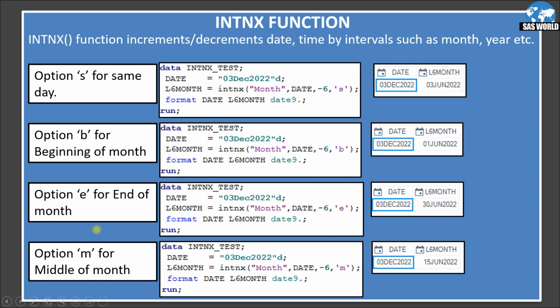Then in the last option, if we specify M means middle of the month. So here I just changed M. M means middle of the month. So it will go 6 months ago. 6 months ago, what was the month? It was June month. And what would be the date for middle? Middle is always a 15th. So it's a 15th June 2022. I hope this is clear. If you have any doubt, you can mention in the comments. Let's move on to the next slide.